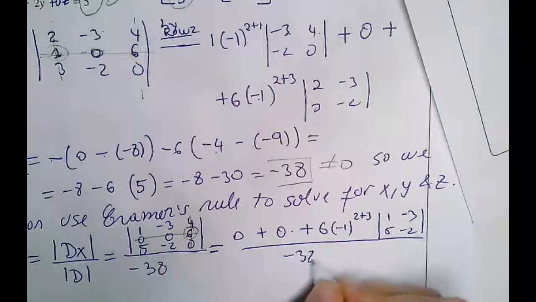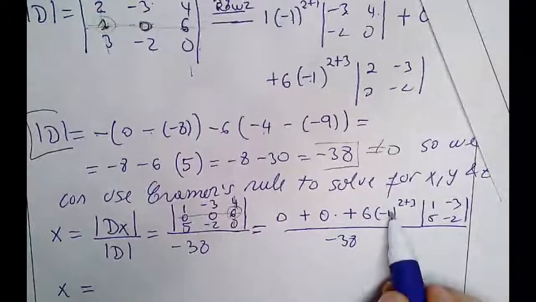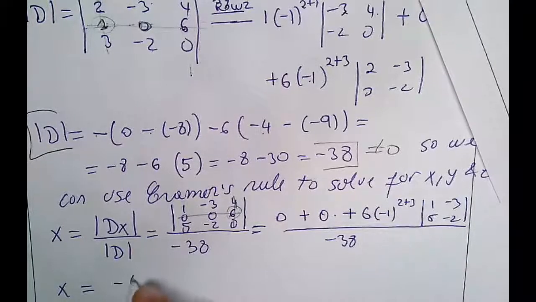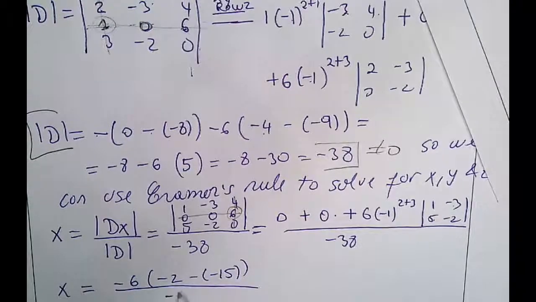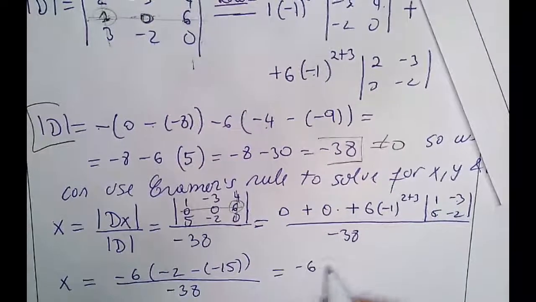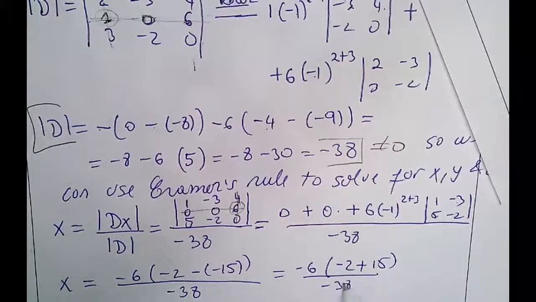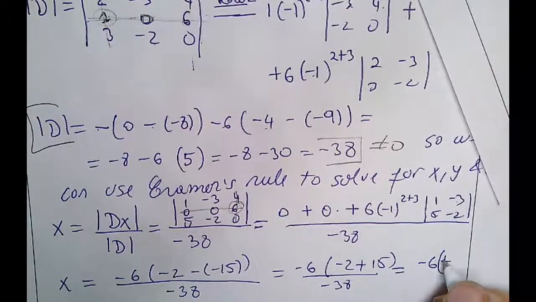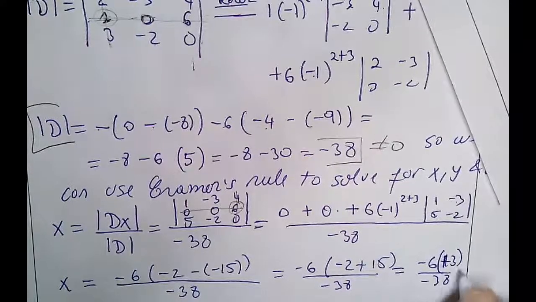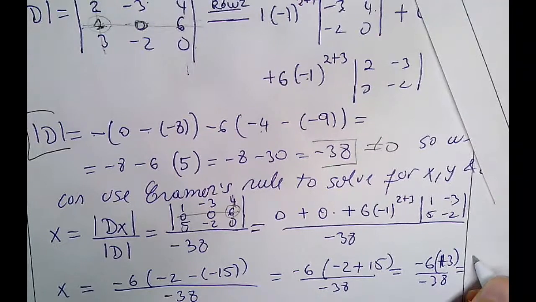Over negative 38. So then x is going to be equal to negative 1, so negative 6 times this determinant, 1 times negative 2, minus negative 15, divided by negative 38. So this is going to be negative 6, negative 2 plus 15. So this is going to be negative 6 times 13 over negative 38. So it's just going to be 30.